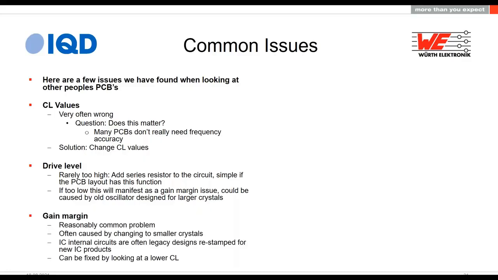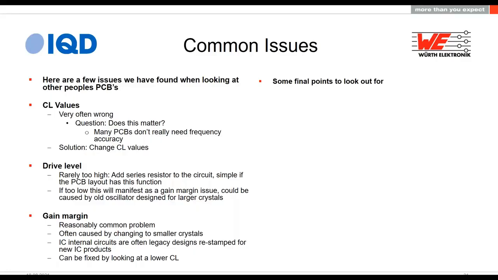Gain margin, yep, I measure that on lots of people's PCBs. It's quite a common issue. It's not 50%, but it's 20 to 30% of boards that I look at. I could make a recommendation to improve the gain margin, yeah? Again, often caused by changing to a smaller crystal. The IC internal circuits are often legacy, as I was just saying. So they were looked at by the IC manufacturer when crystals were bigger and had a lower resistance value. And we talked about already some ways to improve that, and we could look at that by going for a lower CL, which was probably the one that you guys preferred. Yeah.